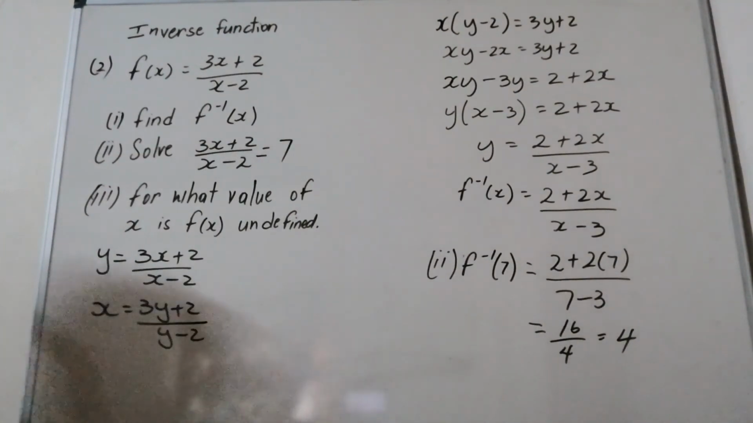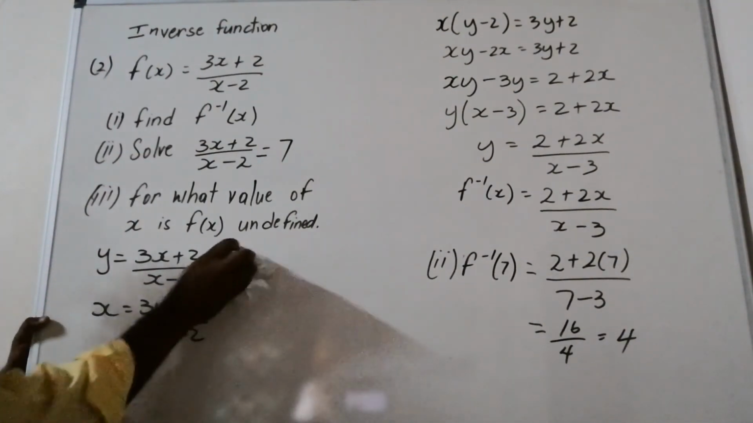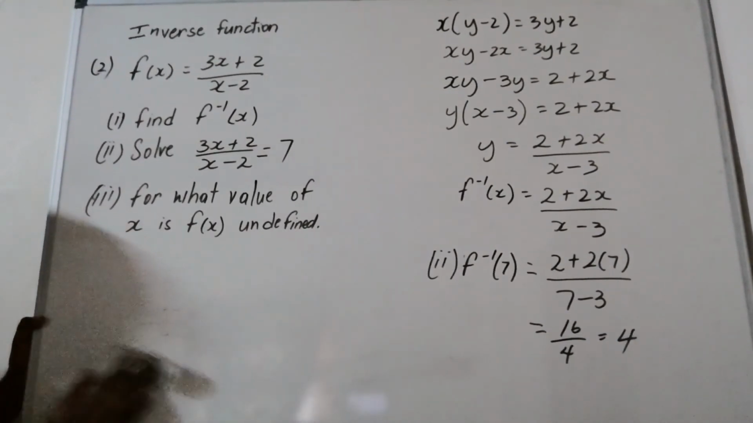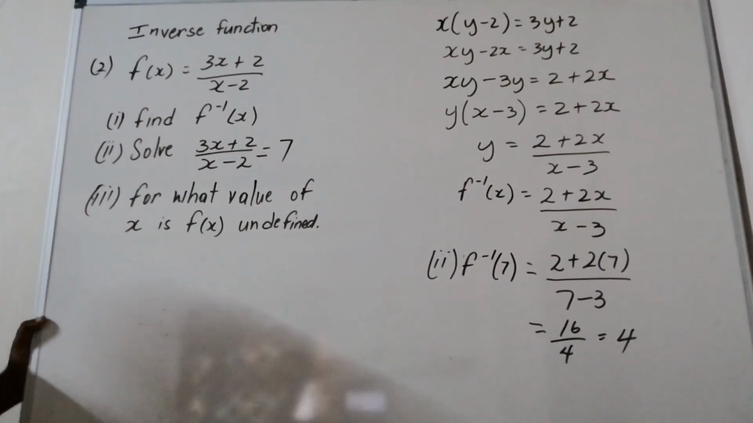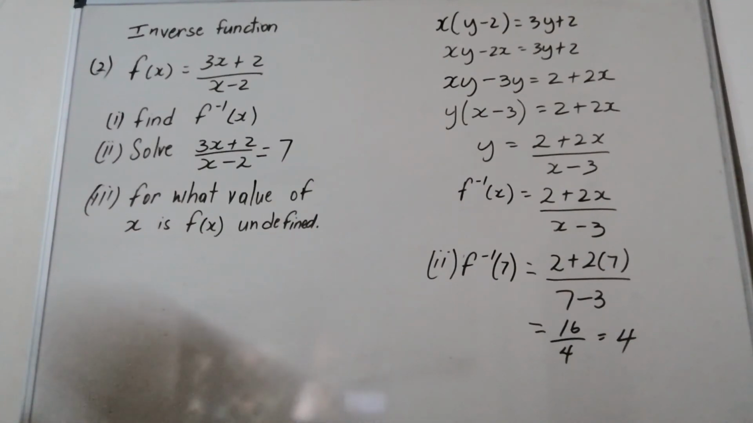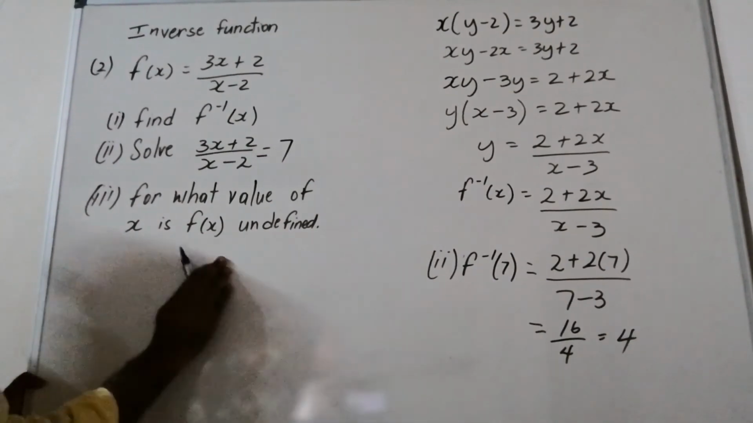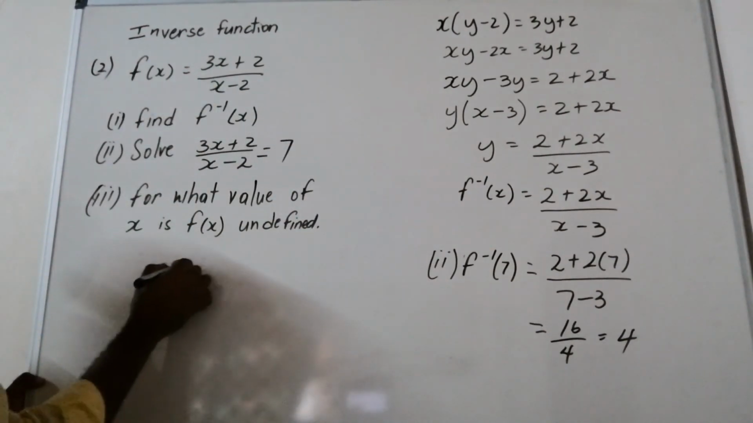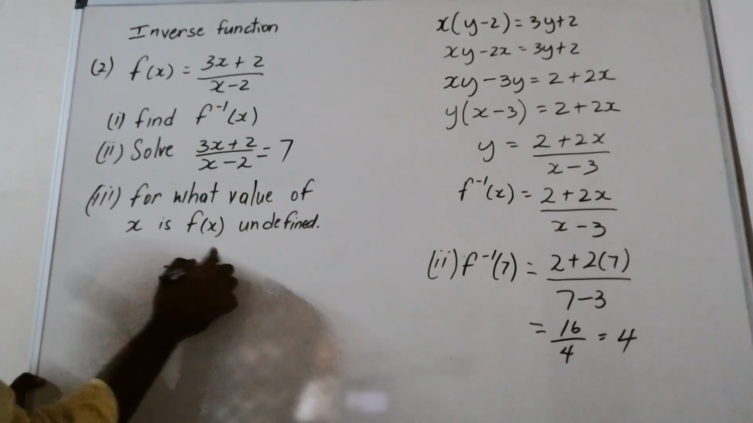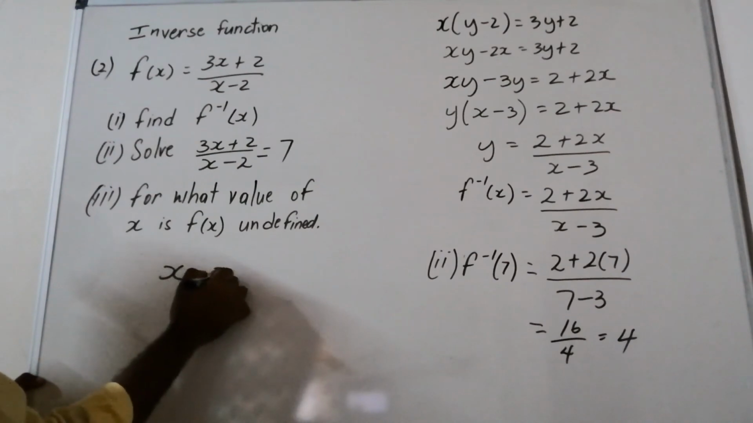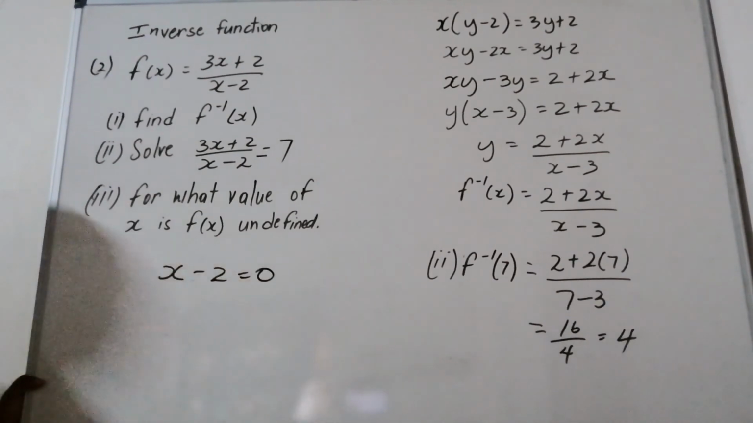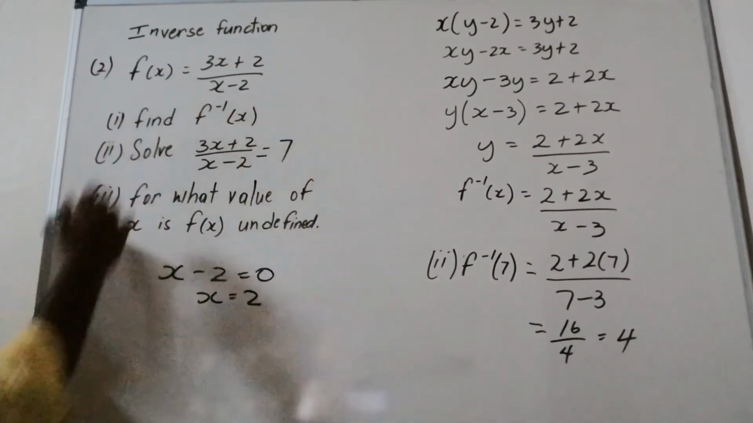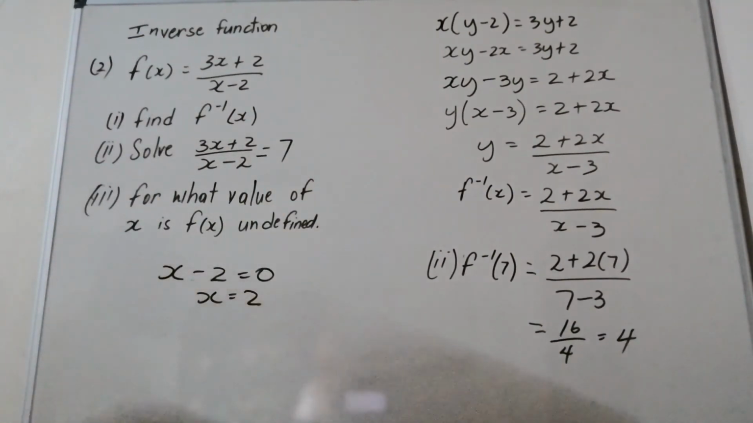So the third part says, for what value of x is f of x undefined? Remember, a function is undefined when the denominator is equal to 0. So all we have to do is make our denominator, which is x minus 2, equal to 0 and solve for x. So when x is equal to 2, our function there is undefined.